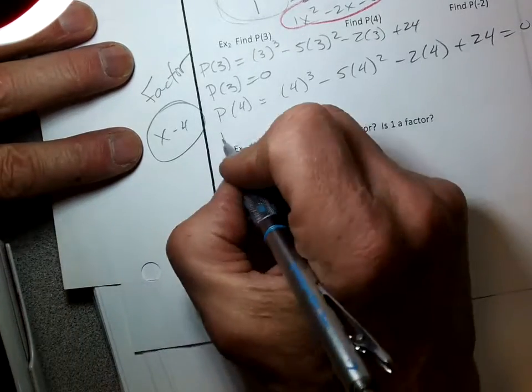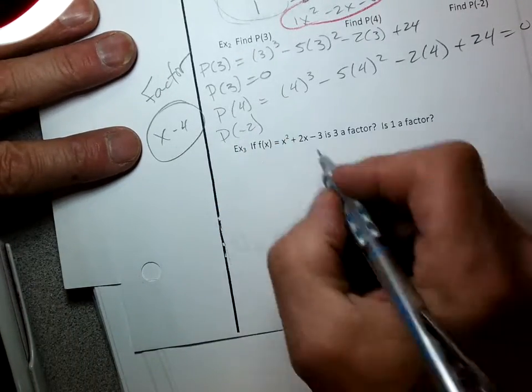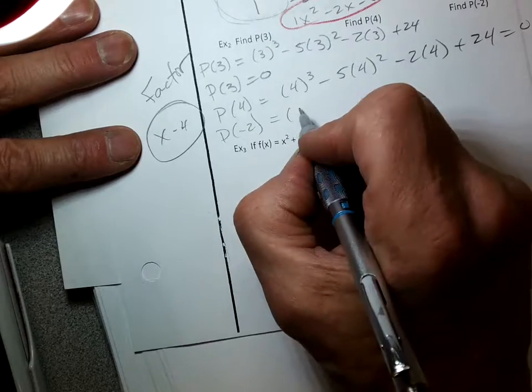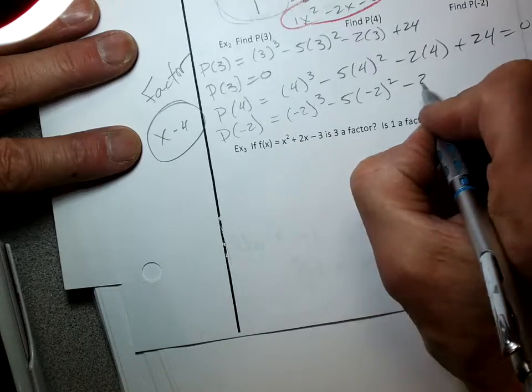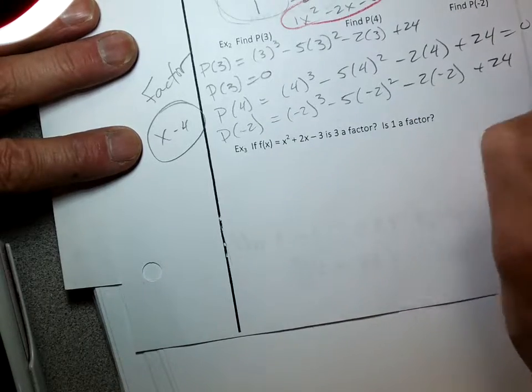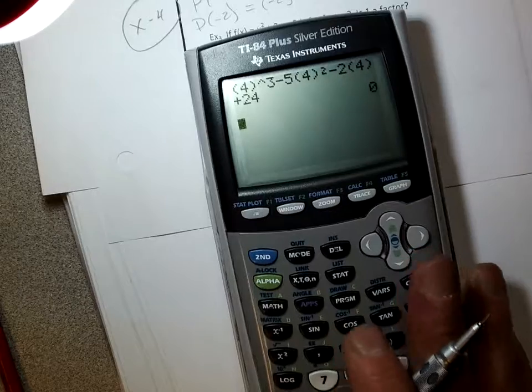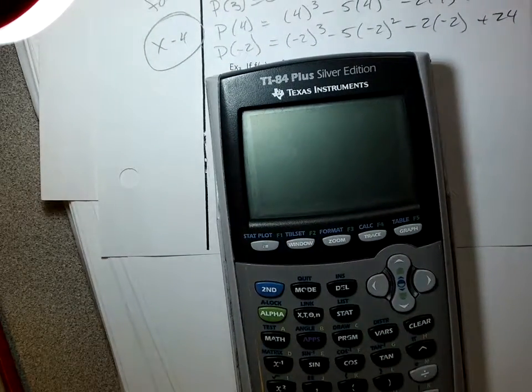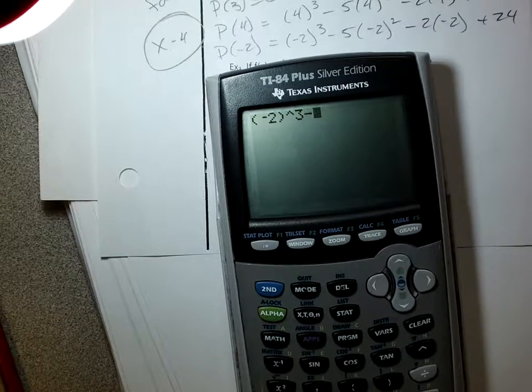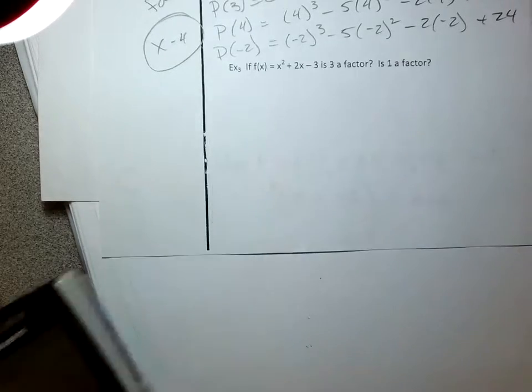P of negative 2 is going to equal negative 2 cubed minus 5 times negative 2 squared minus 2 times negative 2 plus 24. Let's put that in my calculator one more time. Clear that. All right, so I'm going to go parentheses, negative 2 to the third power minus 5 times negative 2 squared minus 2 times negative 2 plus 24. Boom. Ooh, I get 0 again.